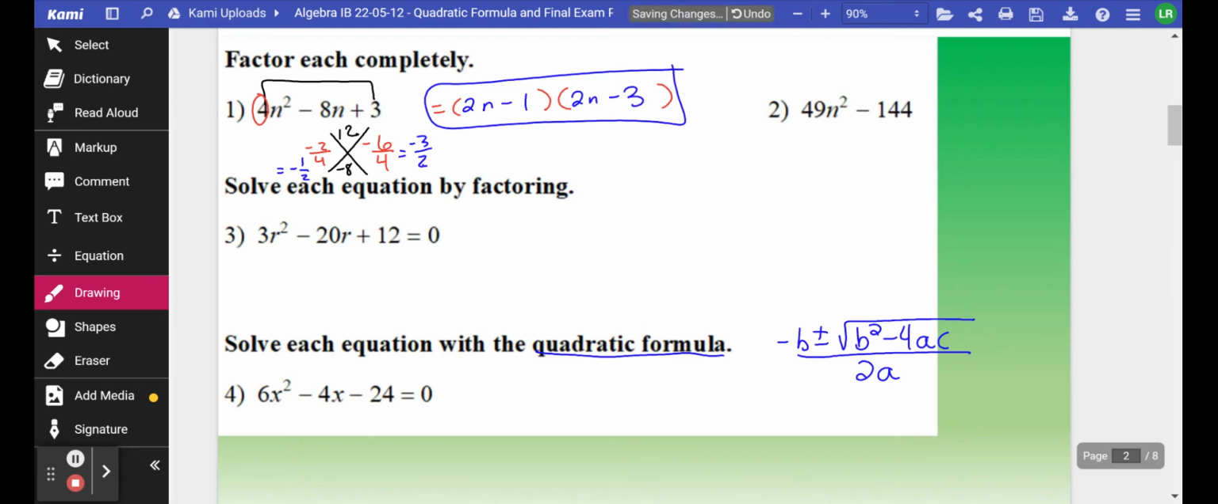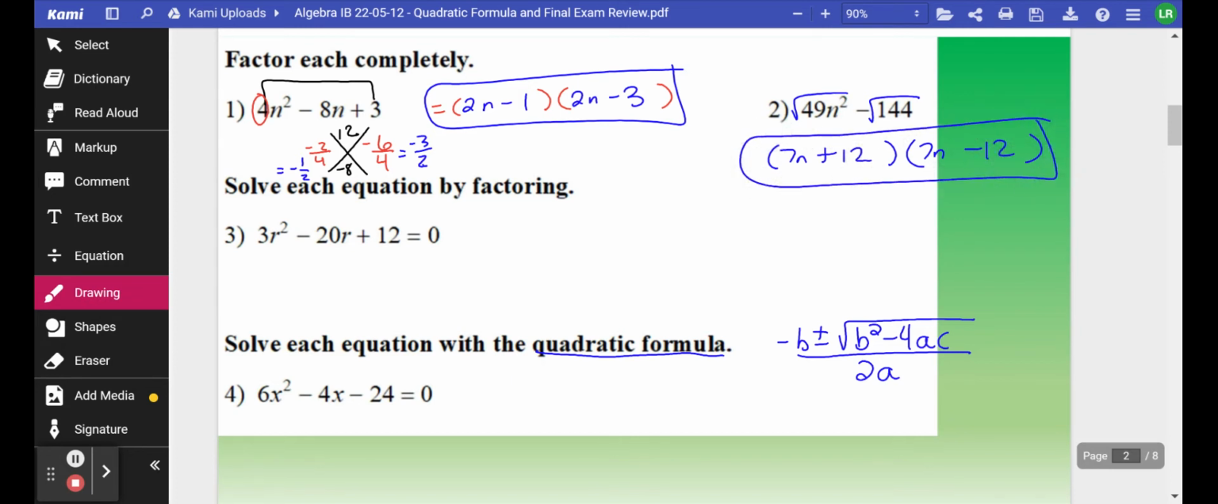Okay? Now, number 2, we might have forgotten, it's difference of squares. Difference of squares, you can go straight from there to your answer by using square roots. Square root of 49n squared is 7n. Square root of 144 is 12. So I put plus 12 and minus 12. Bada bing, bada boom.